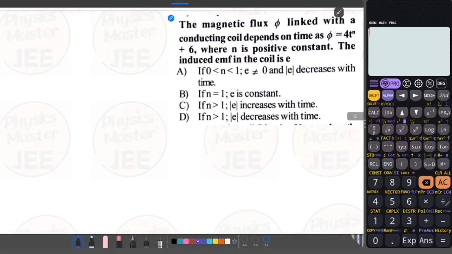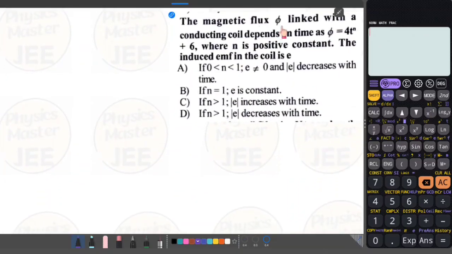So next one, this one. The magnetic field flux Φ linked with the conducting coil depends upon time as Φ = 4tⁿ + 6, where n is a positive constant. The induced EMF in the coil is E. Then you have to check the options, which one is right and which one is wrong. You have to cross-check.